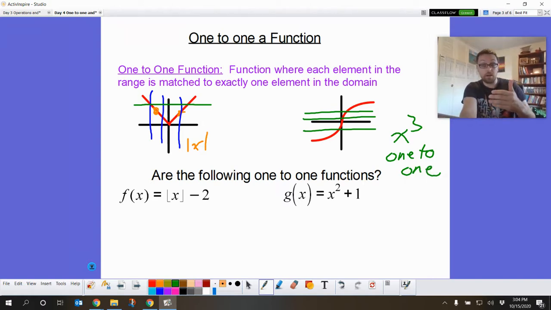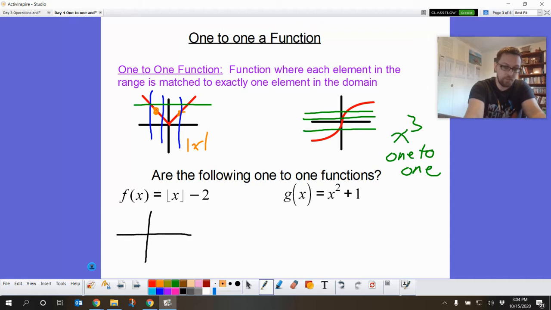If we check our floor function, this one is super not one-to-one. If we took a look at its graph, it's down 2 a little bit, so it would probably be more like this, something like that. That's a bunch of horizontal lines. So if it's a bunch of horizontal lines, it's definitely not going to be one-to-one. So this one is not one-to-one.